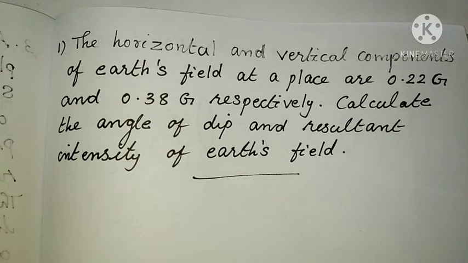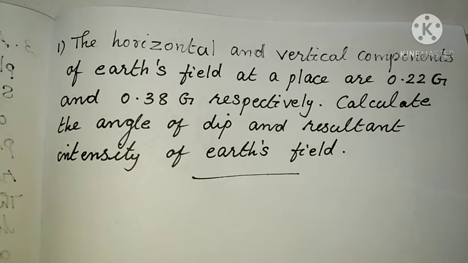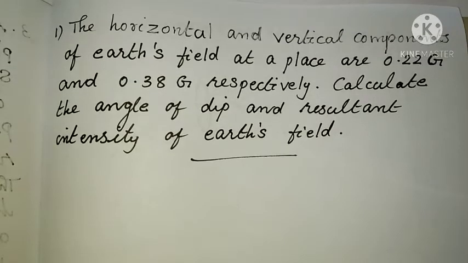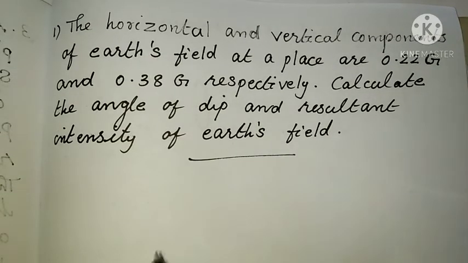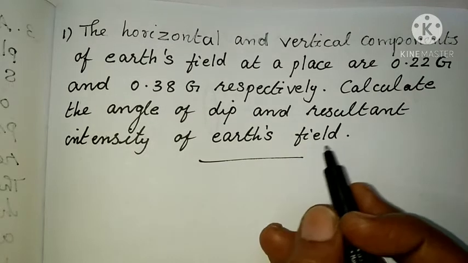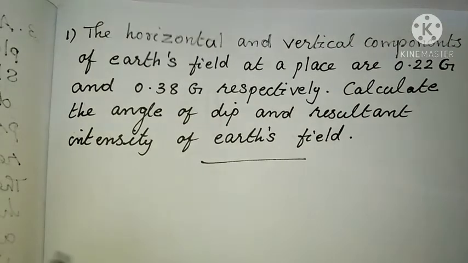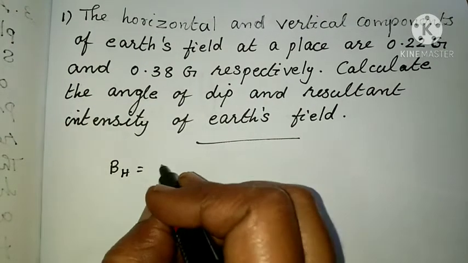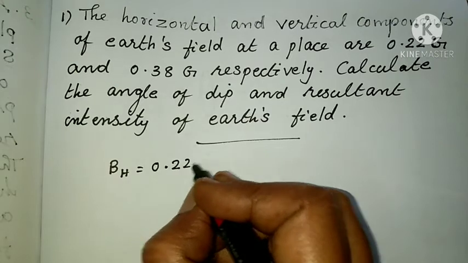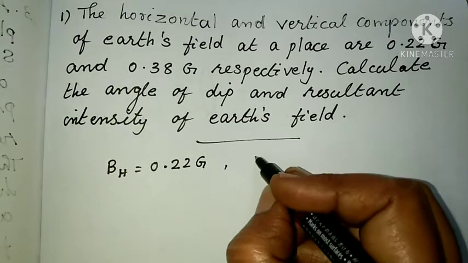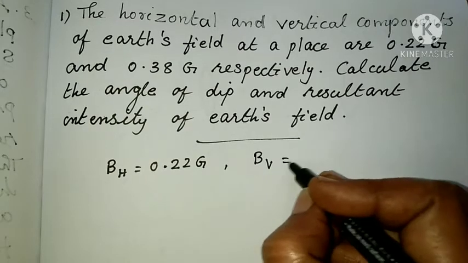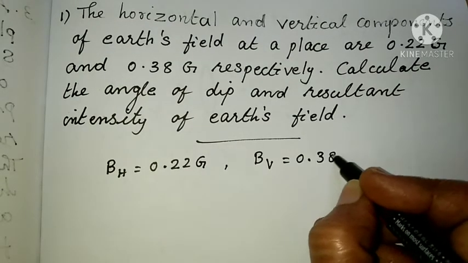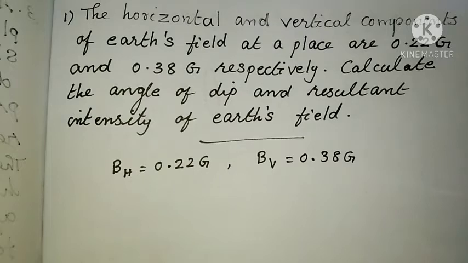So in the last class, you studied about the relation between horizontal component, vertical component and the angle of dip of the earth magnetism. That we can apply here. So here the horizontal and vertical components are given. What is the horizontal component from the question? That is BH equal to 0.22 Gauss. Similarly, the vertical component, that is BV equal to 0.38 Gauss. Then we can find out the angle of dip.